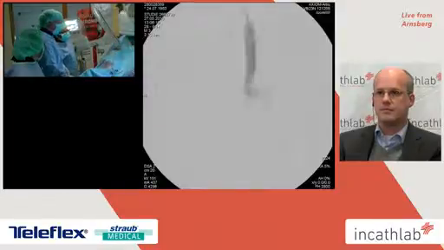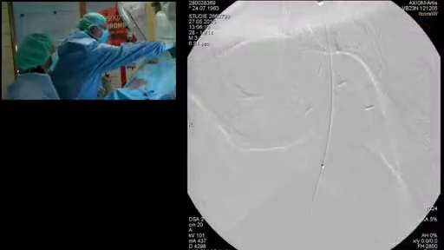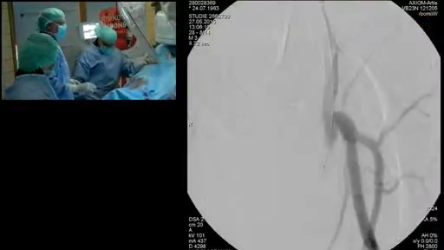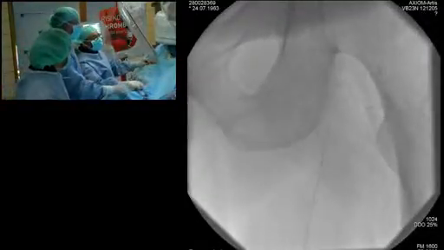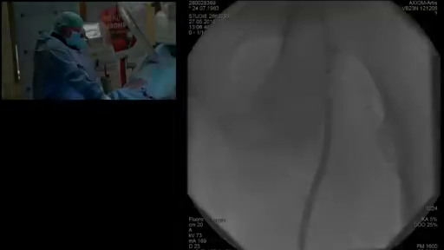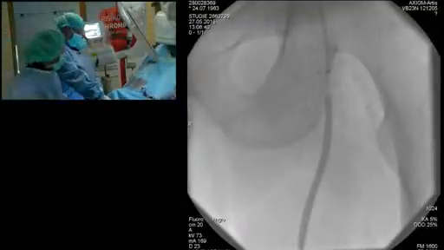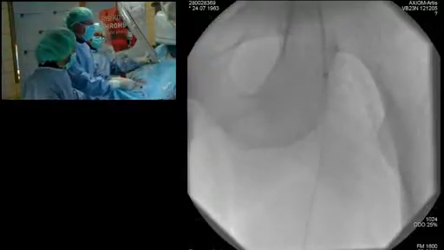So I think the next step is, there is something going on in the proximal anastomosis of this, definitely. You want to repeat the inflation? Yeah, once here, and then we go in with the Rotarex again.